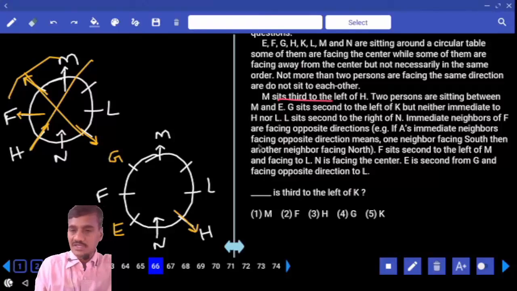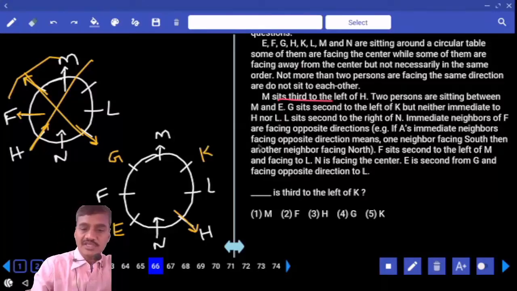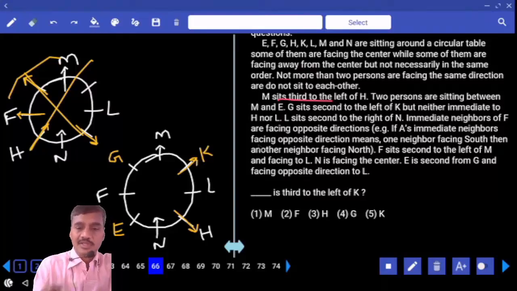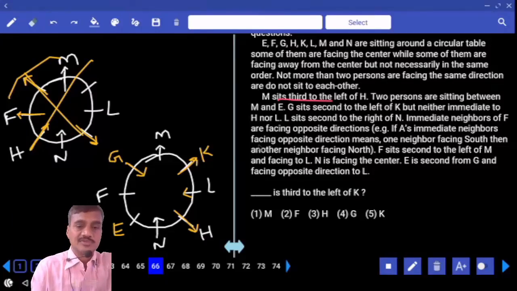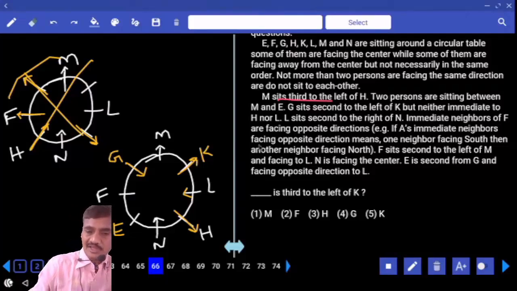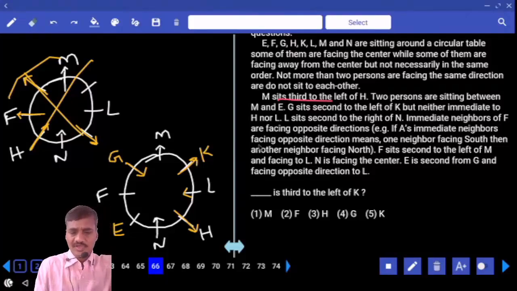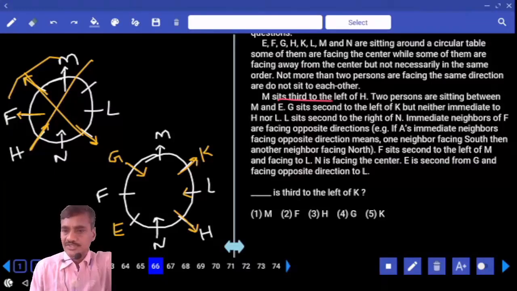As G is here, then G sits second to the left of K, K is here. As K is here, K is away from the center, isn't it? Because G is second to the left. As these two persons are facing away from the center, G and L must be facing towards the center. M sits third to the left of H, two persons between M and E, and at the same time G sits second to the left of K, but neither H nor L.